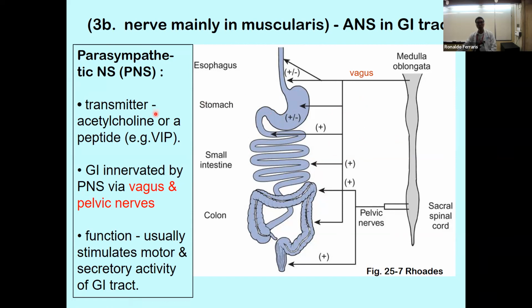So the transmitter of the parasympathetic nervous system is acetylcholine, as you know already. The vagus nerve innervates everything from there to there, and then the pelvic nerves are responsible for mainly innervating the lower part of the colon, including the rectum. The PNS typically stimulates the motor and secretory activity of the GI tract.